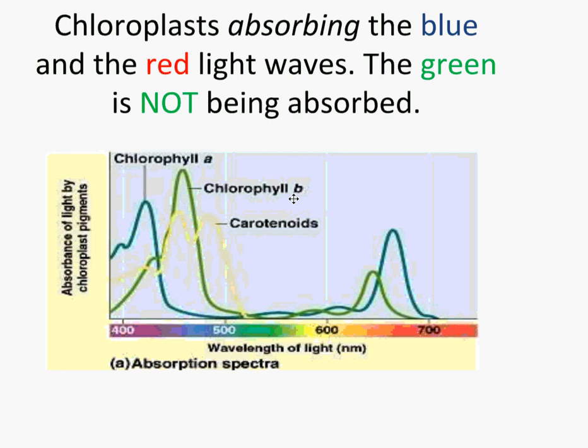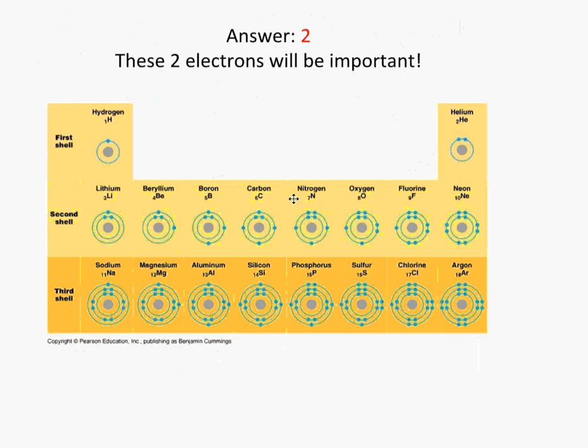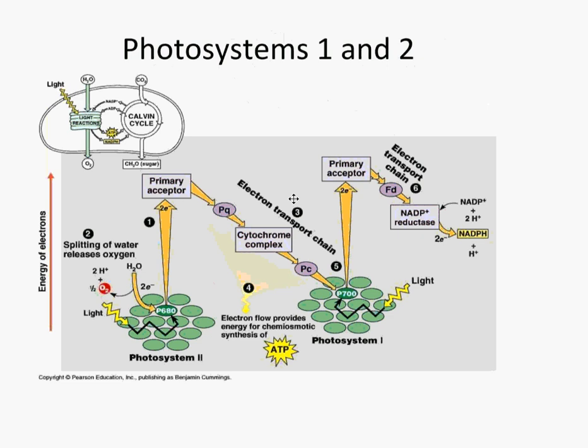And all of those pigments are contained then on these photosystems, photosystem 1 and photosystem 2. You have easy names, but unfortunately we're going to see, just like this picture shows, that they are not in the correct order. Photosystem 2 comes first and photosystem 1 comes after it.